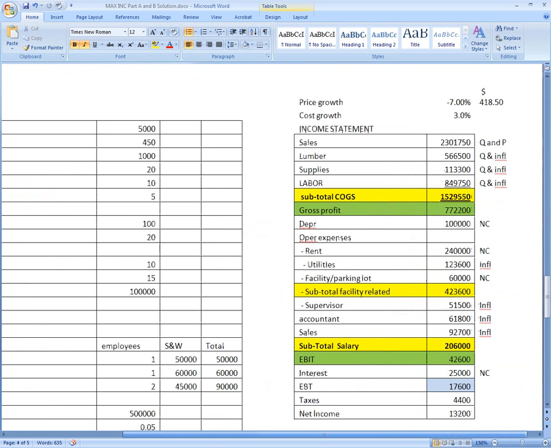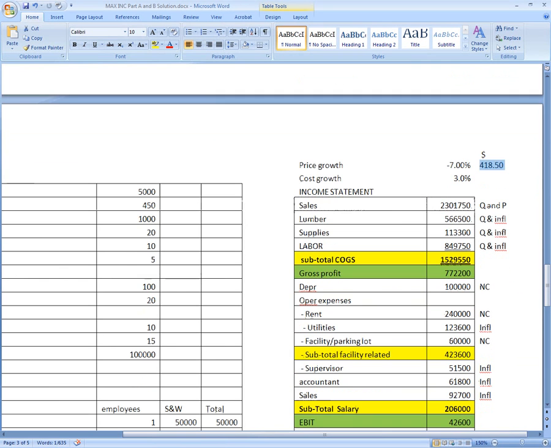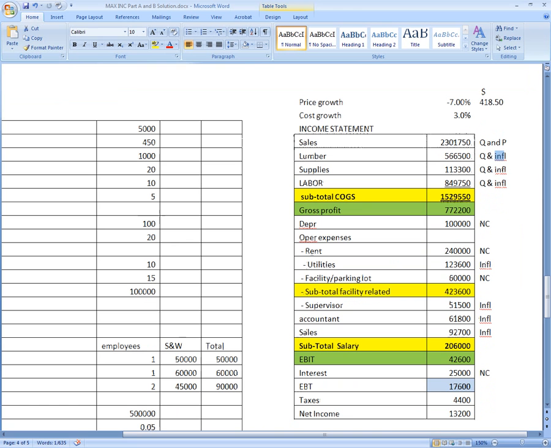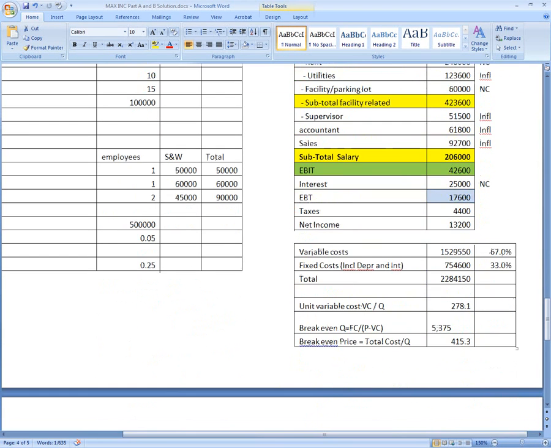And the nuance is that we need the new quantity, which is 10% higher. We need the new price, which is 7% lower. And then we calculate the sales, which is the new quantity times new price. Lumber is going to be new quantity. Obviously, the more tables we make, the more lumber we'll have to buy, and the cost is higher by inflation. Same thing right here. Depreciation, no change, and so on. And we get the net income. And then from there, we can figure out the break-even just like we did with the other one.